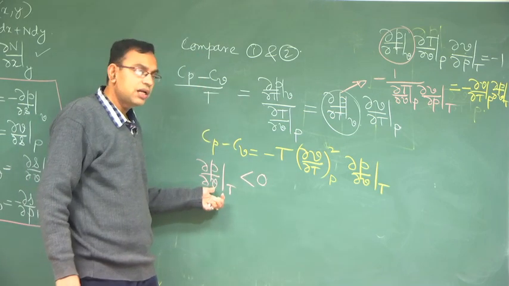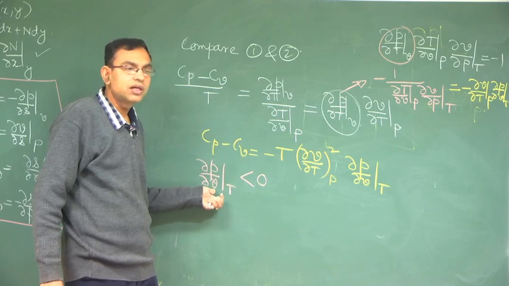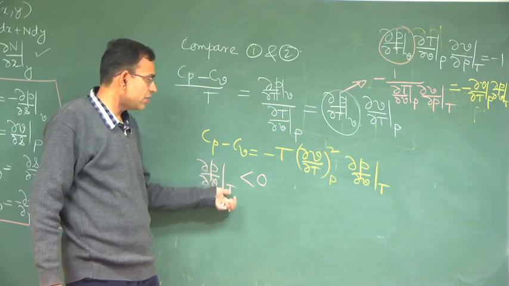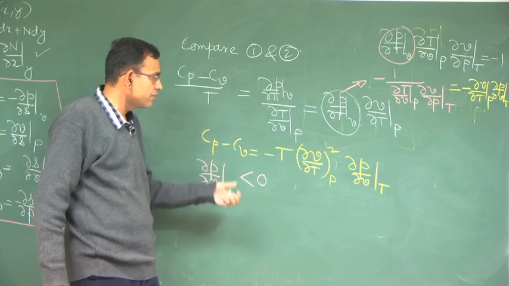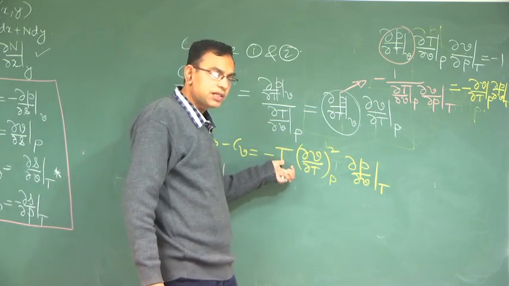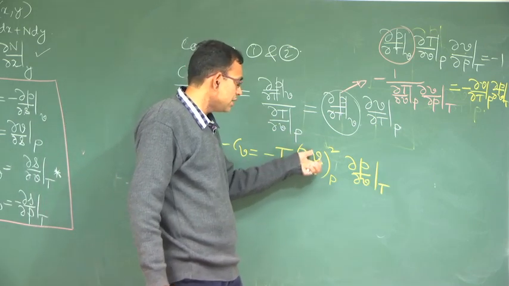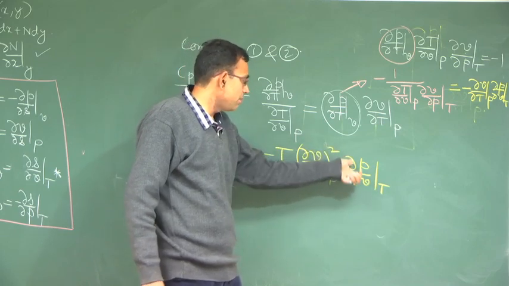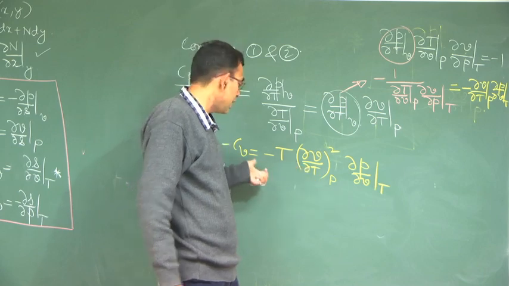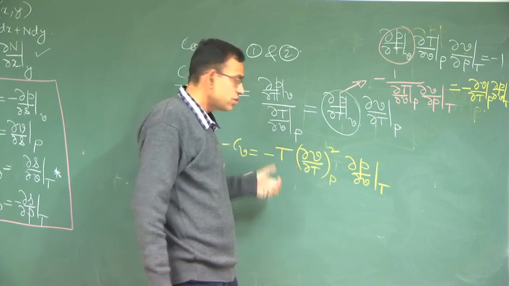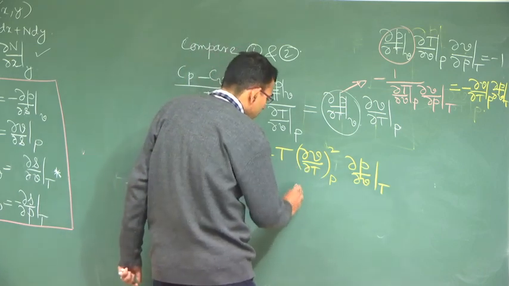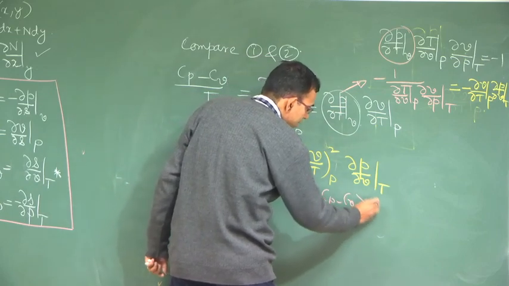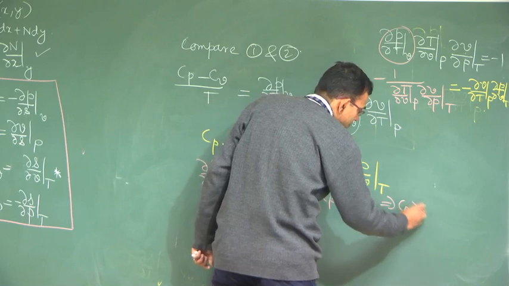If you increase the pressure, the volume should decrease, right. So, del P del V at constant temperature is negative, T is absolute temperature which is positive, and this is a square term, so this is positive. So, minus minus plus makes the entire thing positive. That means the first observation is that Cp minus Cv is greater than 0, that is Cp is greater than Cv.